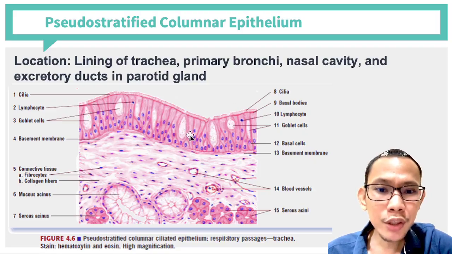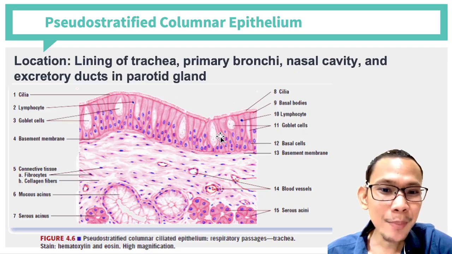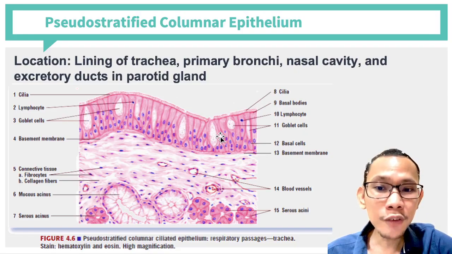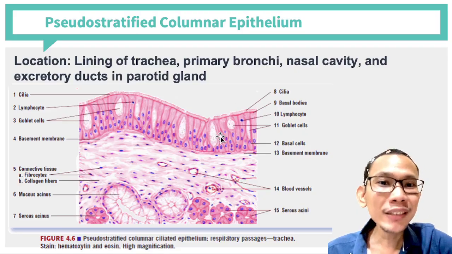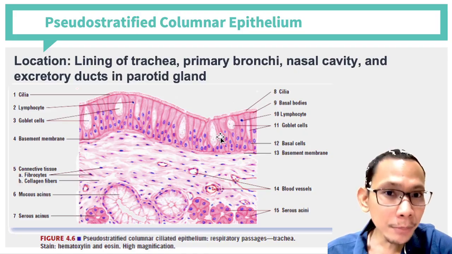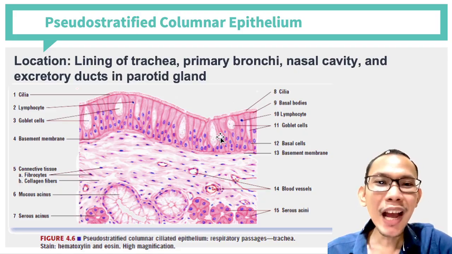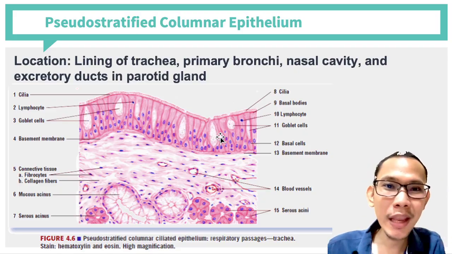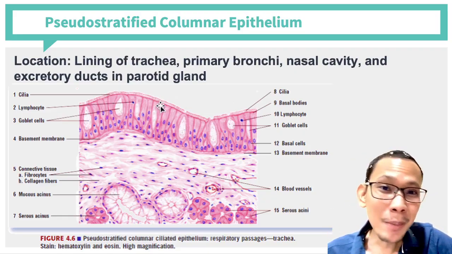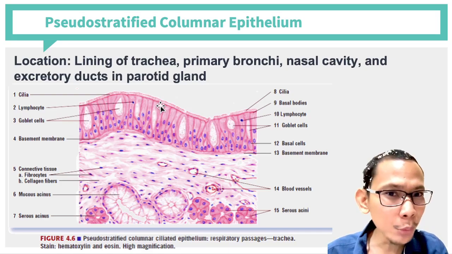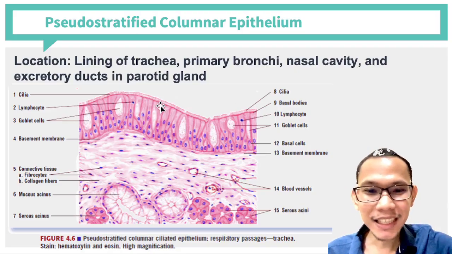What's the purpose of your goblet cells? Remember, your mucus sa ating respiratory system, your goblet cells is capable of producing that mucus. And the purpose of that mucus is to trap your foreign bodies. Pwedeng bacteria, pwedeng particles. And anong mag-move ng mucus going out of the body? That's the function now of your cilia. Because remember, is your cilia motile or non-motile? They are highly motile, no? At least nakikita niyo na siya.